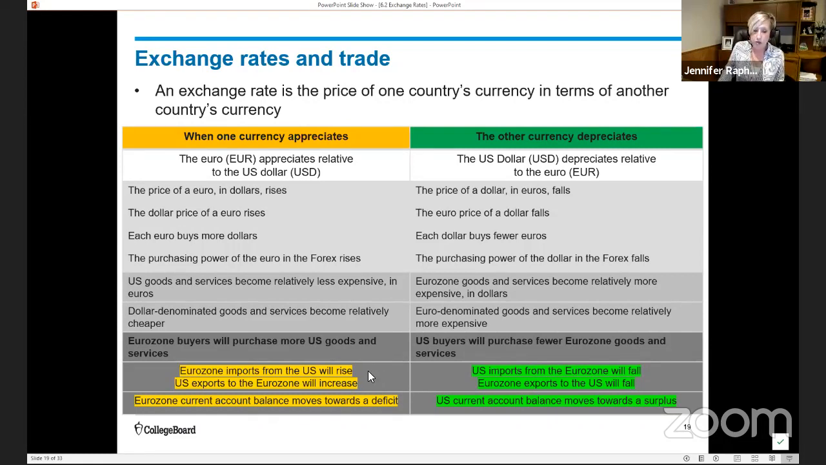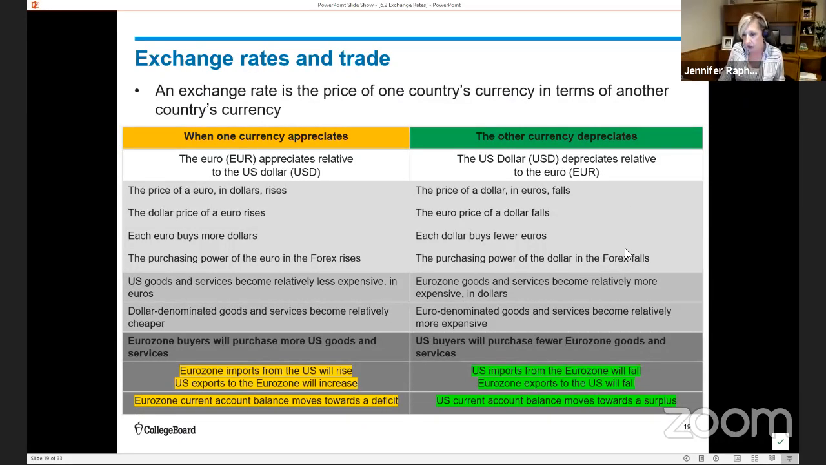Eurozone imports from the US will rise. US exports to the Eurozone will increase, right? People in Europe are buying more stuff from the United States. The Eurozone imports will rise. The US exports will rise. Because imports are rising in the Eurozone, when Eurozone imports from the US rise, the Eurozone current account balance moves towards a deficit, right? They're sending money out of the country in order to purchase US goods and services.